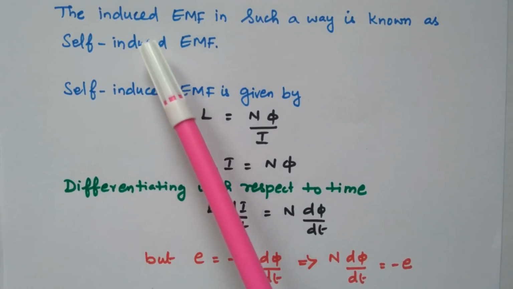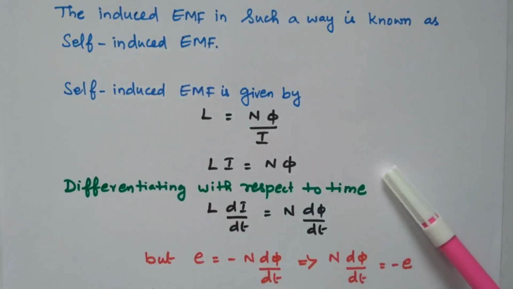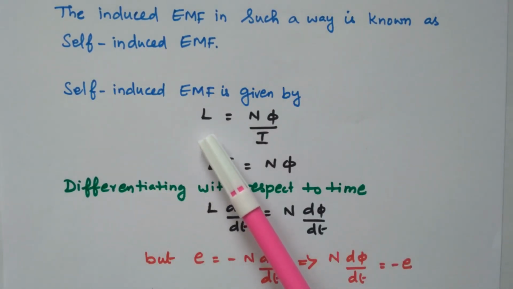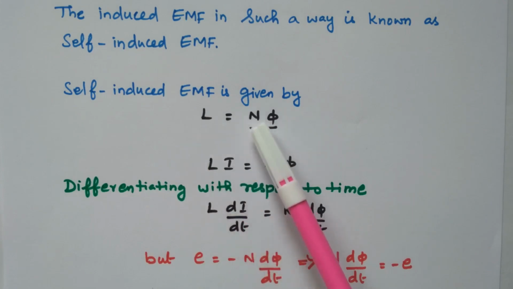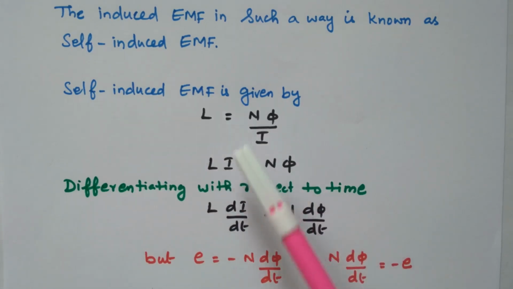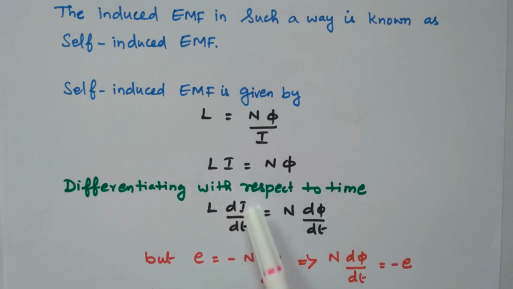Due to its own flux linkage, the induced EMF is known as a self-induced EMF. First we start with the inductance: L equal to N phi by I. It's a general formula for inductance. Cross multiply this so that L i equal to N into phi. Now differentiate on both sides. Here the current is changing and N is constant, so L di by dt equal to N d phi by dt.